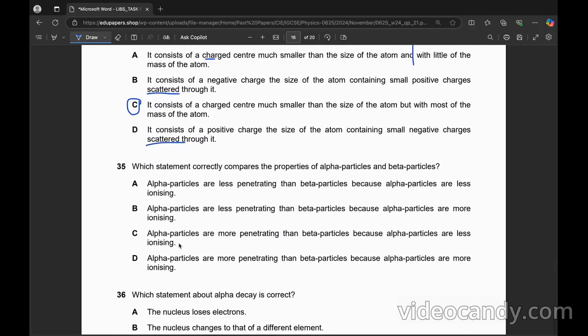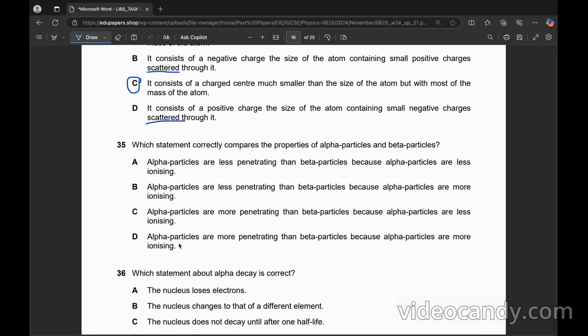So 35. Which statement correctly compares the properties of alpha particles and beta particles? A. Alpha particles are less penetrating than beta particles because alpha particles are less ionizing. Now this is not true. Even though it's true that alpha particles are less penetrating, they're not less ionizing. They are in fact more ionizing because of a larger charge. And because they are more ionizing, they are less penetrating.